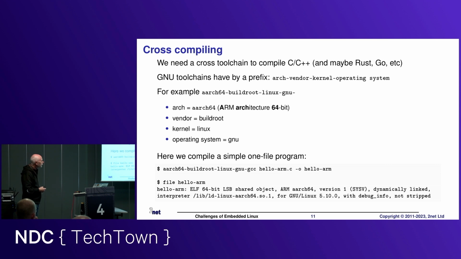So with all that information, we can run our cross-compiler using the big long name plus gcc, and we're going to compile a single C source file and produce a single binary. And we can show that it's been cross-compiled. If you use the file command, we can see that hello ARM is an ARM architecture 64. Okay, so it's not going to run on my PC. It's only going to run on the target device.